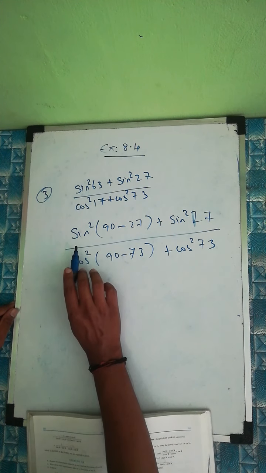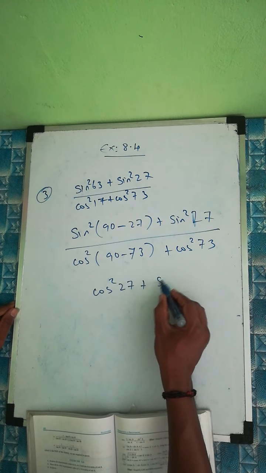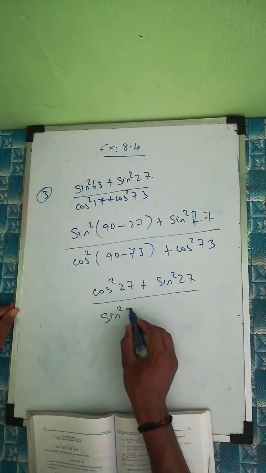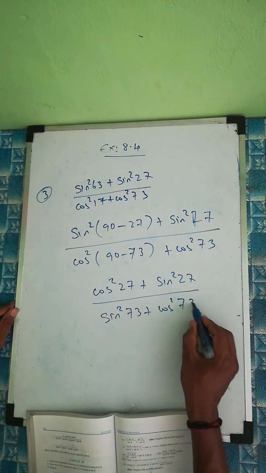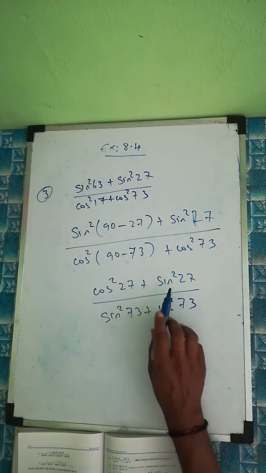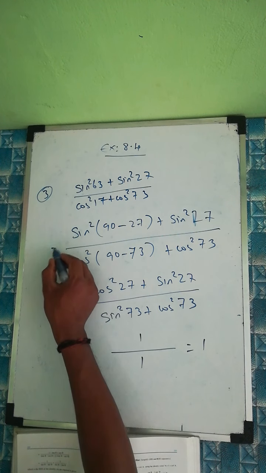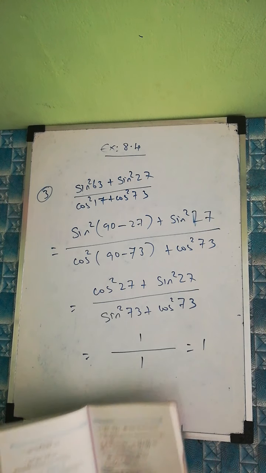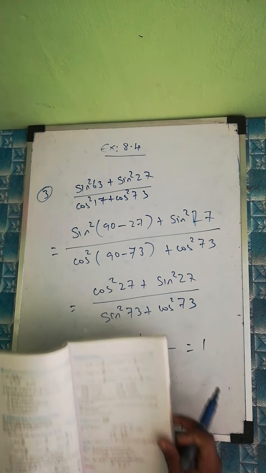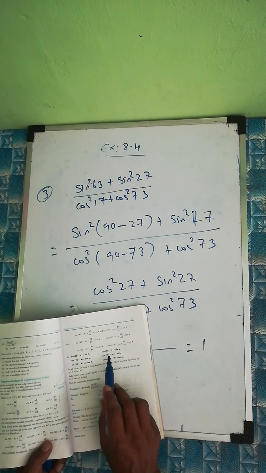Sine 90 minus theta is cos theta, so you just write cos square 27, and this is no change. Cos 90 minus theta is sine theta, so sine square 73 plus cos square 73. Cos square theta plus sine square theta is the formula I gave you in the first one, which is 1. Again sine square plus cos square is also 1, so 1 by 1 is 1. We did the sine 90 minus theta one in exercise 8.3, page number 197, where we can get this formula: sine 90 minus theta is cos theta, cos 90 minus theta is sine theta.